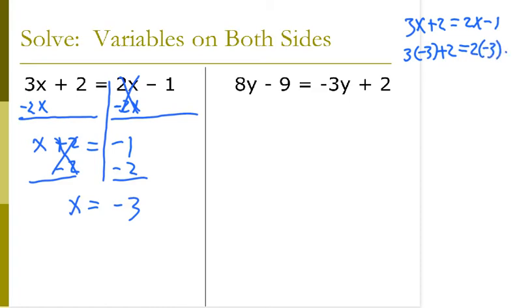3 times negative 3 is a negative 9. So negative 9 plus 2 equals, and 2 times a negative 3 is a negative 6. And then we still have our take away 1. When we're adding a negative and a positive, we have to subtract their absolute values. So 9 take away 2 is 7.